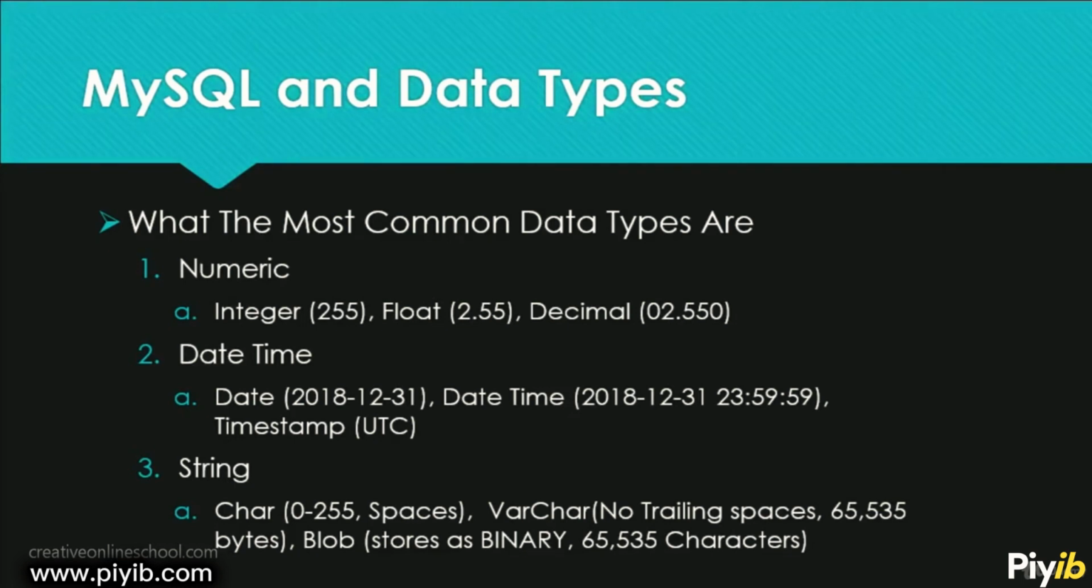The most common of these types are date, date time, and timestamp. Date stores only the date, usually in year, month, day format. Date time stores both the day and the time in hours, minutes, and seconds.